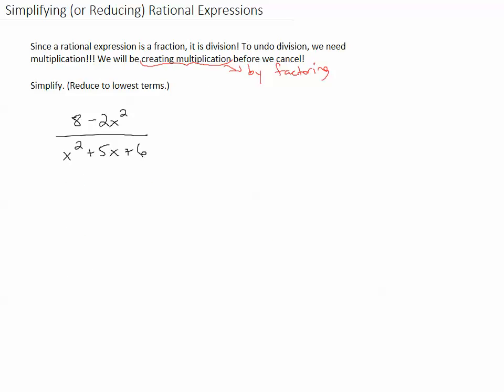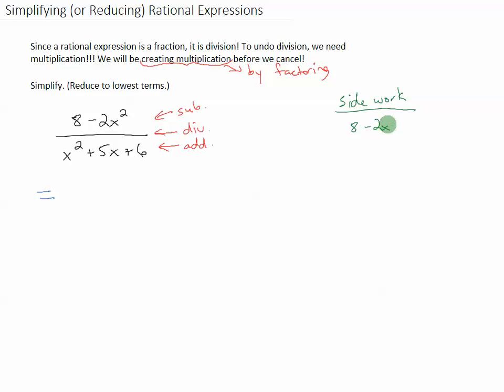So here's another example that we will try to simplify or reduce. Again, we have division here, and on the top we have subtraction, and on the bottom we have three things added, so we have addition. Okay, so we can't cancel, so we need to create multiplication by factoring. Well, if we factor the top, it's important to write this in descending order first. And let's actually go off to the side to do this work, just so we don't clutter this up too much.